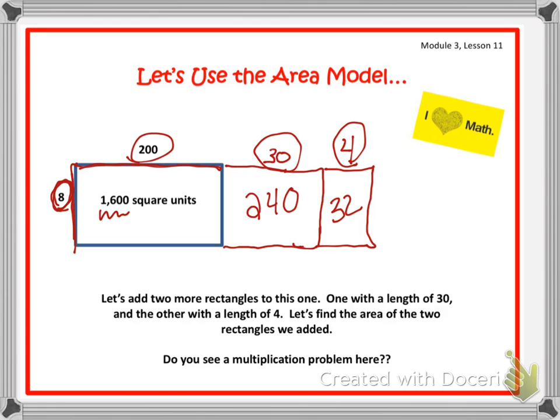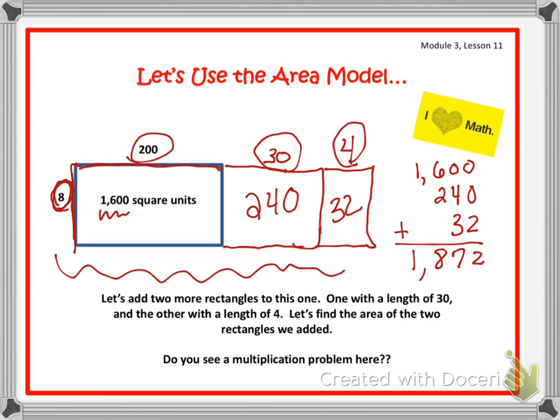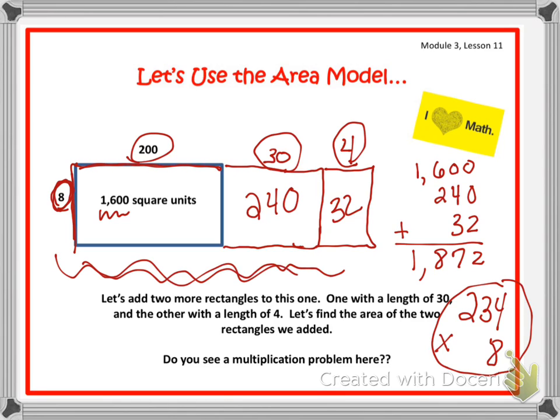So if we take all those areas and we add them, we would get 1,600 plus 240 plus 32. Get 2, 7, 8, 1,872 square units with this whole big now connected rectangle. Do you see the multiplication that we just did? Basically, we did this: 234 times 8. That's a big multiplication problem, and we were able to solve this using the area model.